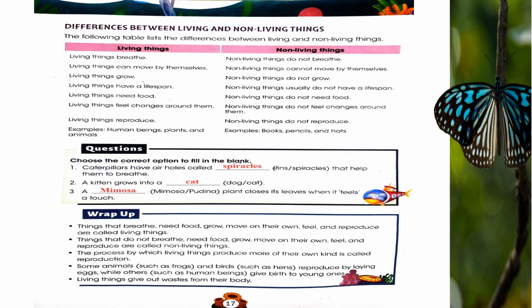A kitten grows into a dash, dog or cat. A kitten grows into a cat. Third, a dash plant closes its leaves when it feels a touch. Options are mimosa or pudina. Answer is mimosa. A mimosa plant closes its leaves when it feels a touch.